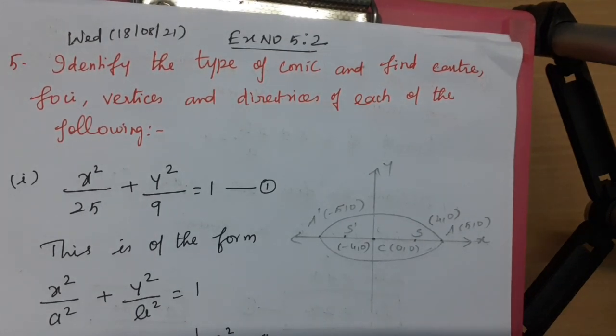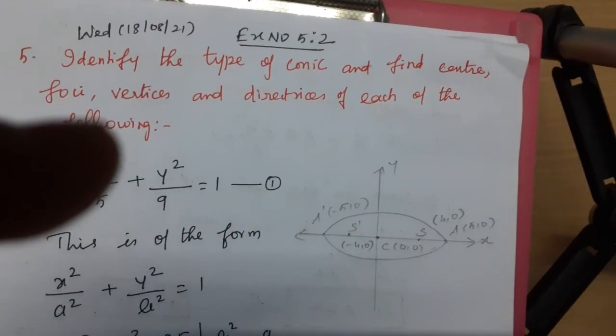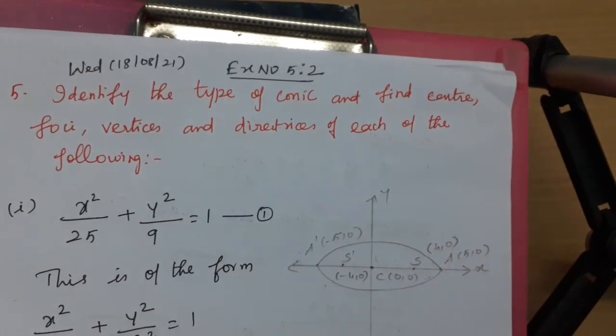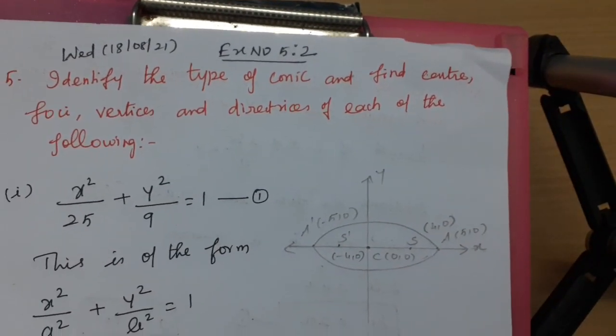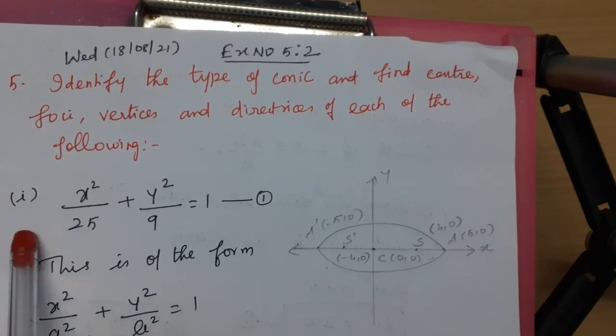For the Tuesday class, I explained about the ellipse with the major axis along the x-axis and the major axis along the y-axis. I differentiated the ellipse with the major axis along the x-axis as well as along the y-axis. Today also I continue the same exercise number 5.2, question number 5 in the first subdivision.